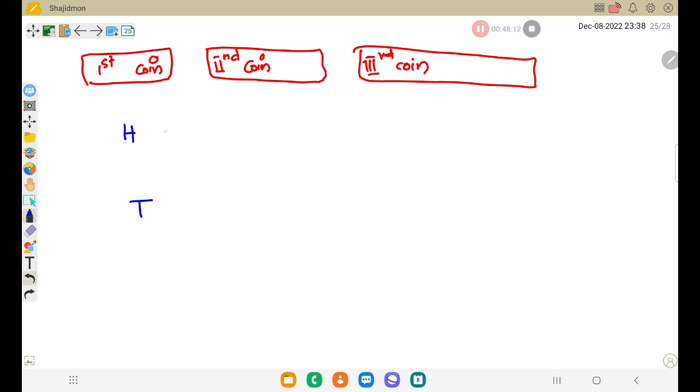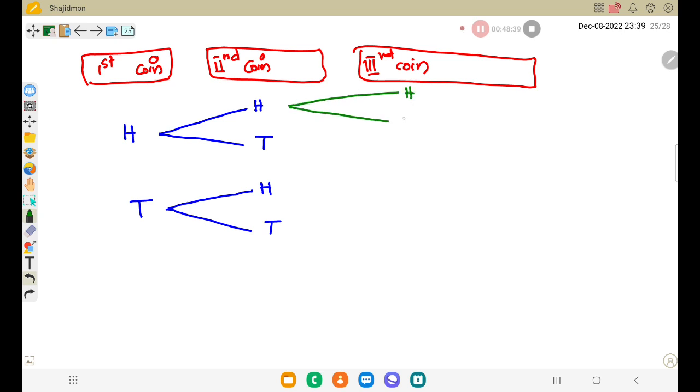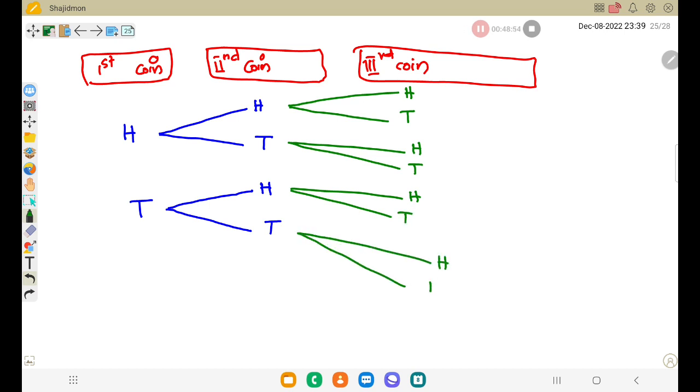Now first coin shows head, then for the second coin, what are the possibilities? Either it will show head or tail, correct? Same way, first coin showing tail, after that second coin, maybe it will come head or tail, correct? Now when we go to the third coin, same option. After head, maybe it will come head again or tail will come, because we need to write all the possibilities, correct? After tail, maybe it will come head or tail. After head, maybe again head or tail. Same after tail, it will come either head or tail, correct?